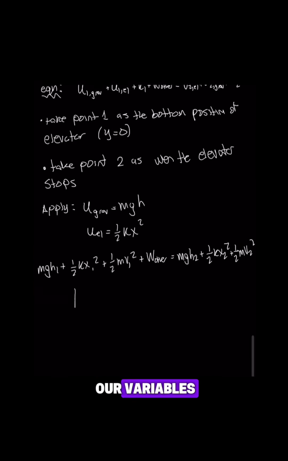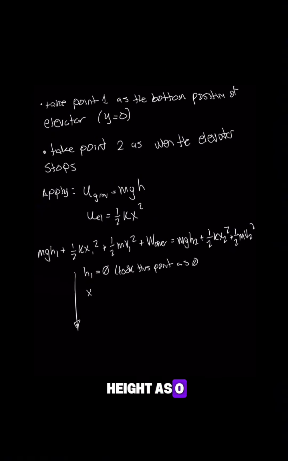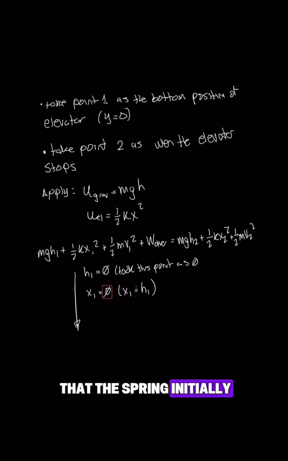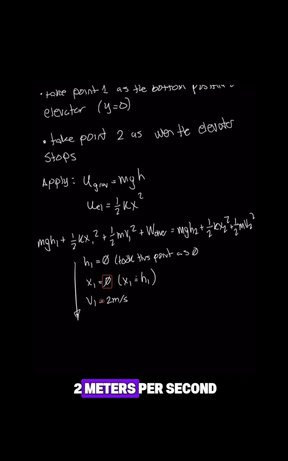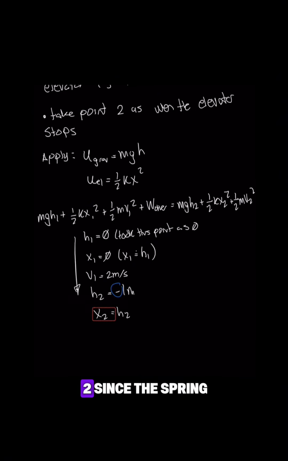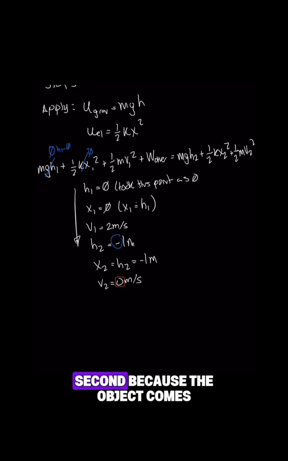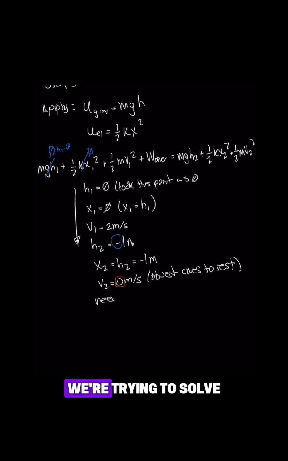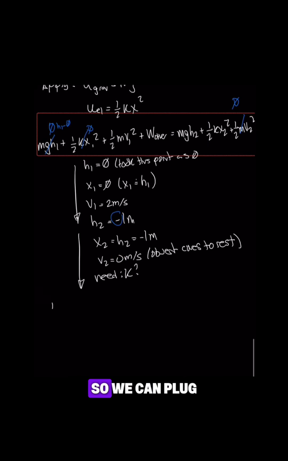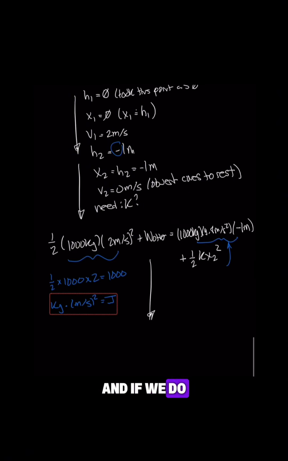Then we can identify our variables. H1 is going to be equal to 0 since we took the initial height as 0. X1 is also going to be equal to 0 because we can assume that the spring initially starts at rest. Initial velocity is equal to 4 meters per second. Final height H2 is going to be negative 1 meters because it's falling by 1 meter. X2 is going to be equal to H2 since the spring is compressing, so it's going to be negative 1 meter. V2 is equal to 0 meters per second because the object comes to rest. What we're trying to solve for is our K constant, so we can plug all these in and do some simple computations, and if we do that we get this here.